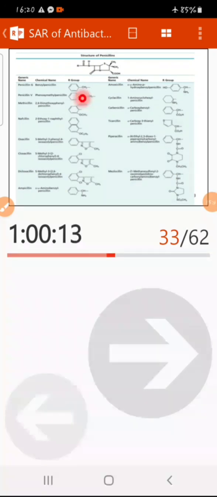The second compound is penicillin V. This is the alpha carbon. On the alpha carbon, there is an electron withdrawing group. Therefore, it is an acid stable, orally active compound. The alpha carbon is this one. On the alpha carbon, there is no hydrophilic group. It is oxygen.